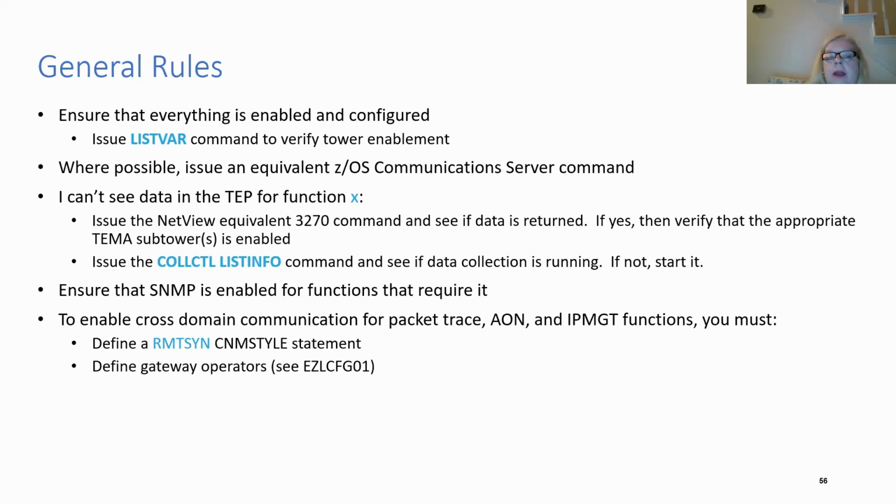And for most of this information, there's a command called COLLCTL. And if you do LIST INFO, make sure data collection is running for the different subtowers that you've enabled. And if not, you can dynamically start that without bouncing NetView. Ensure that SNMP is enabled for functions that require it. And to enable a cross-domain function for packet trace, you need to define remote sends in CNMSTYLE, which is going to allow you to communicate via remote command. And you need to define gateway operators in an EZLCFG01 member.